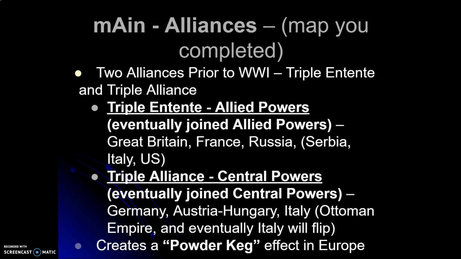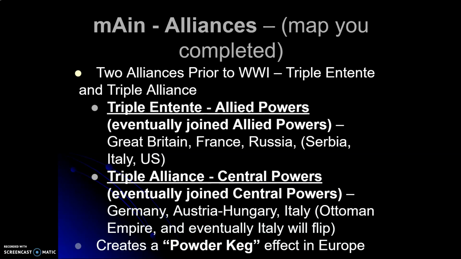The 3 countries of the Triple Entente were Great Britain, France, and Russia. There was a series of alliances between these 3 countries that bonded them all together. There wasn't one tripartite pact between the 3, but there were alliances between Britain and France, France and Russia, Russia and Great Britain. So there's a series of alliances that bond them all together. Eventually, when the war breaks out formally, Serbia, Italy, and the United States will join these powers.